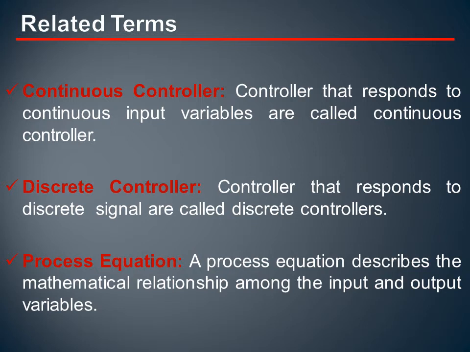Next definition is process equation. A process equation describes the mathematical relationship between the input and output variables. In other words, the mathematical relationship between input variable and output variables is called as process equation.